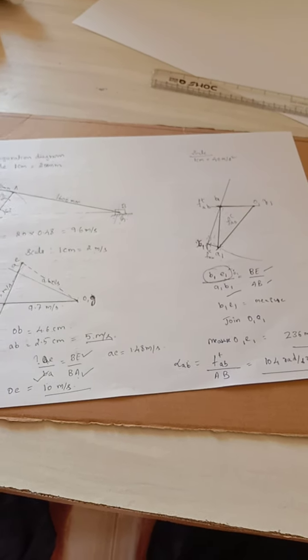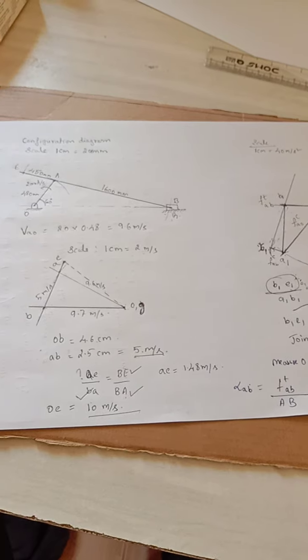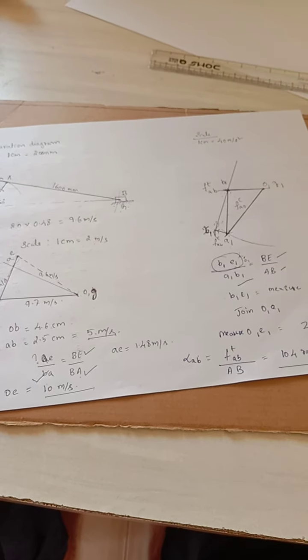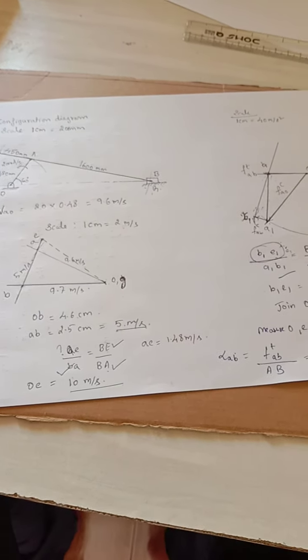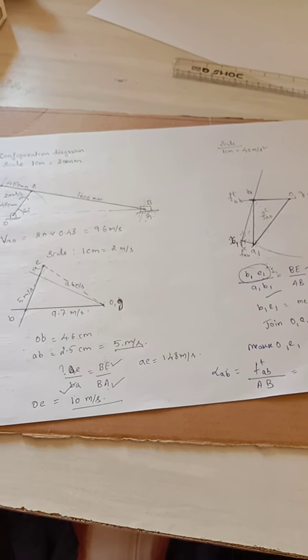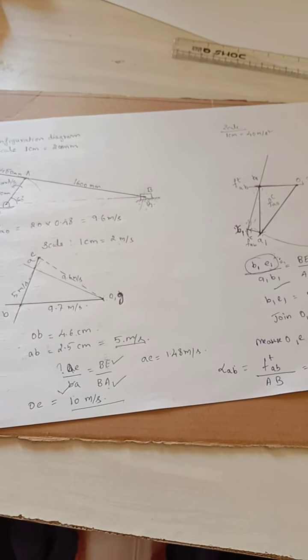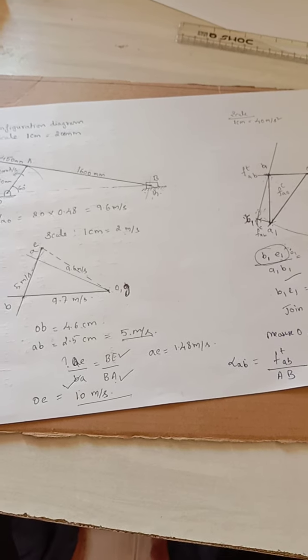Okay. So far I think we have completed the 4-bar mechanism and the slider crank mechanism, velocity and acceleration in mechanisms. And in the next chapter we are going to discuss the instantaneous centers method.